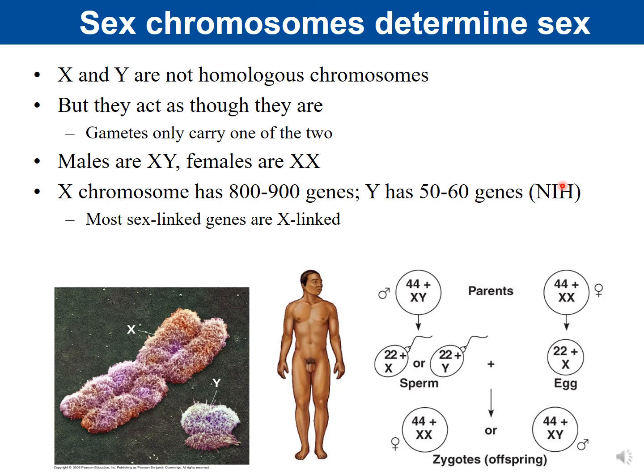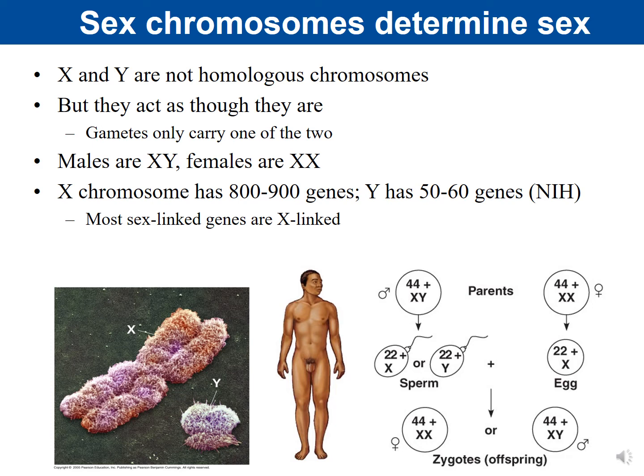Now, if we talk about our sex chromosomes, our X and our Y, according to recent National Institute of Health findings, the X chromosome has between 800 to 900 genes. And the Y chromosome, notice how much smaller it is, contains only about 50 to 60 genes. So the Y has a lot fewer genes on it than the X.